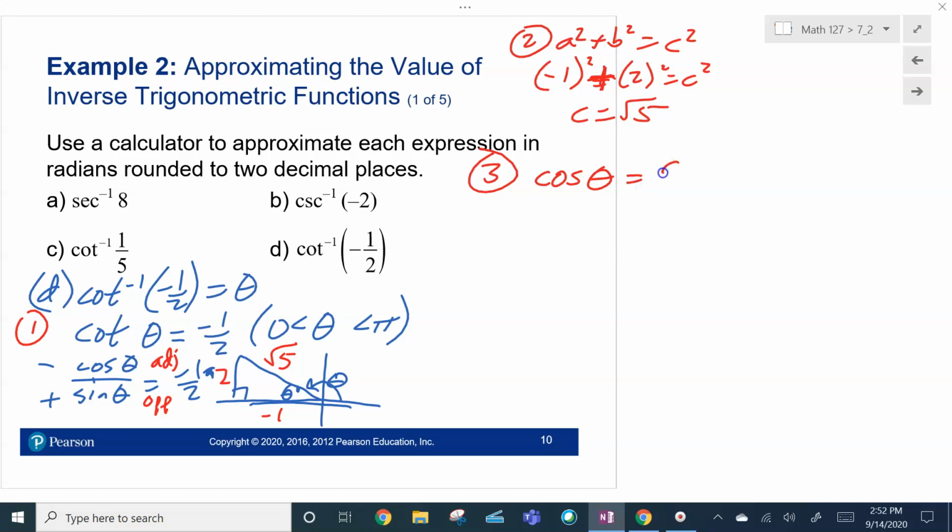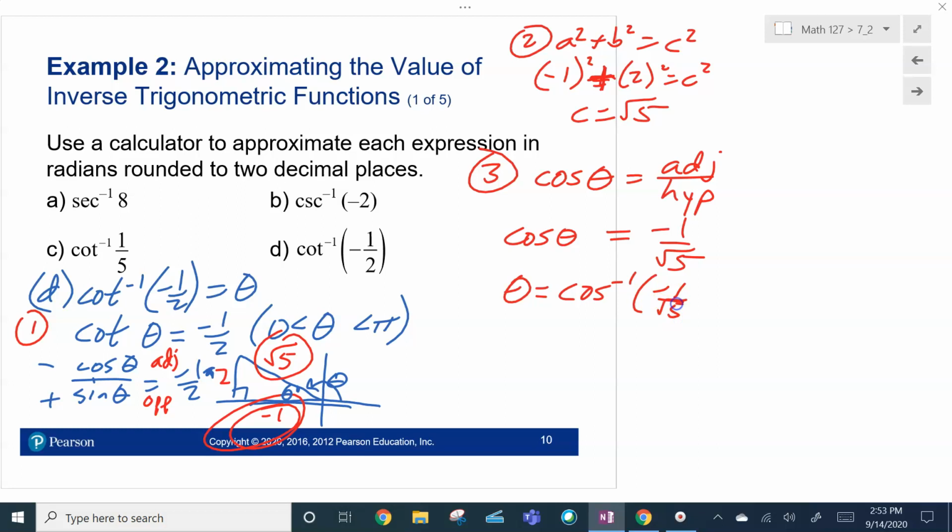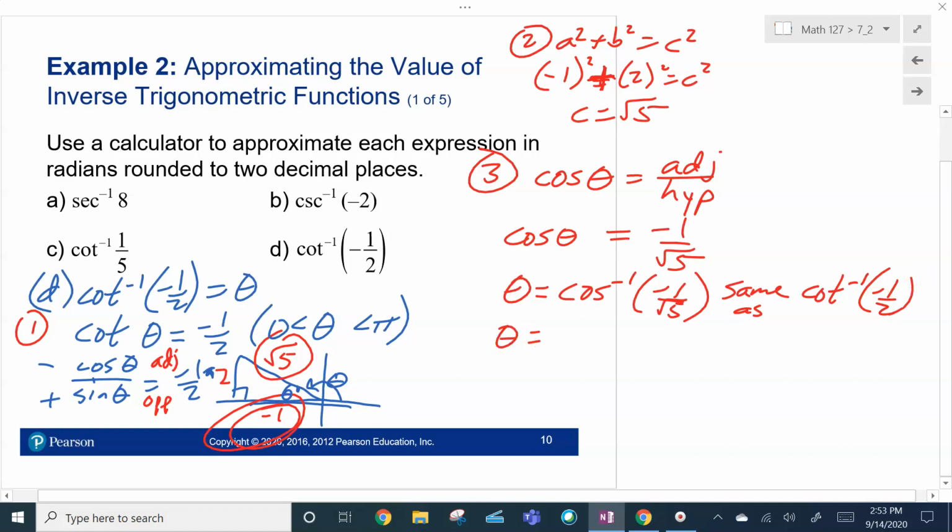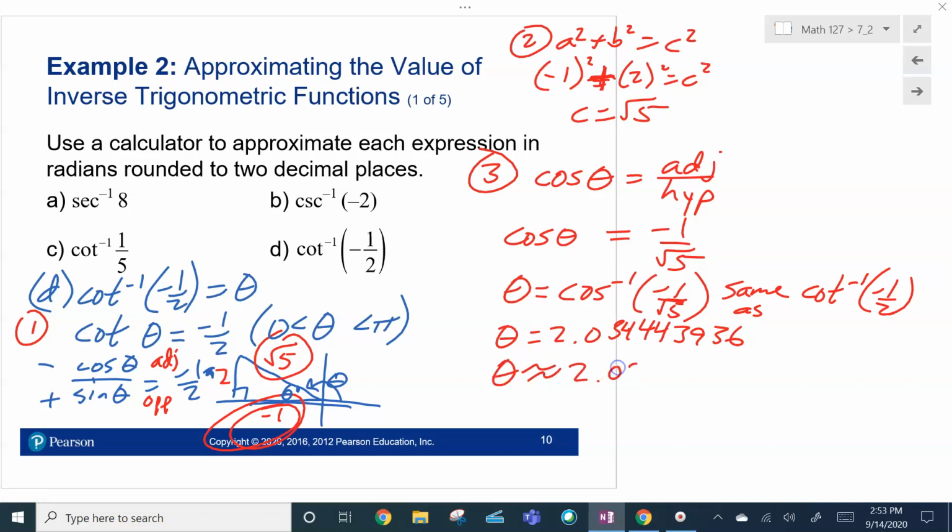adjacent over hypotenuse, right? So cosine of theta is adjacent. Here's my adjacent. Here's my hypotenuse. So -1 over root 5 is the cosine of theta. So that means once I take the arc cosine of both sides, this is the same thing as the arc cotangent of -1/2. So this will give you 2.03443936. 2.03.